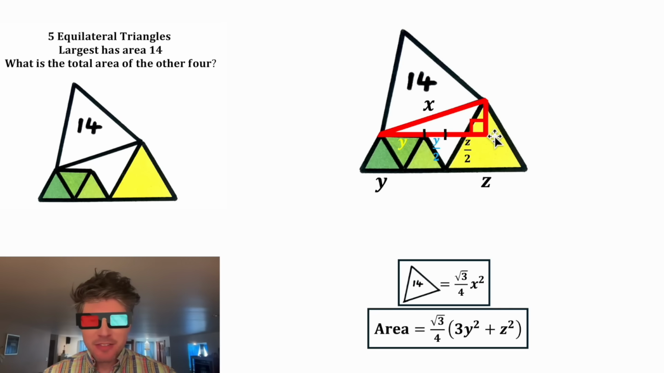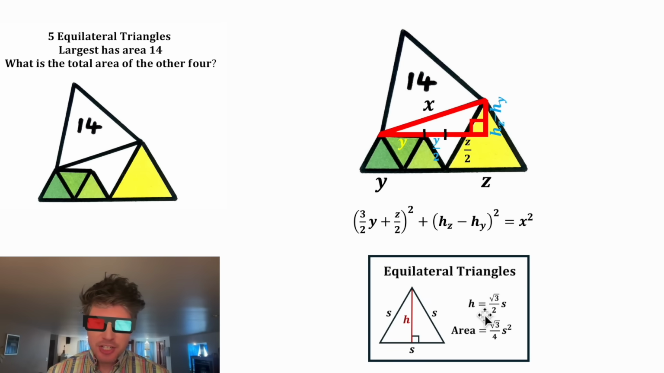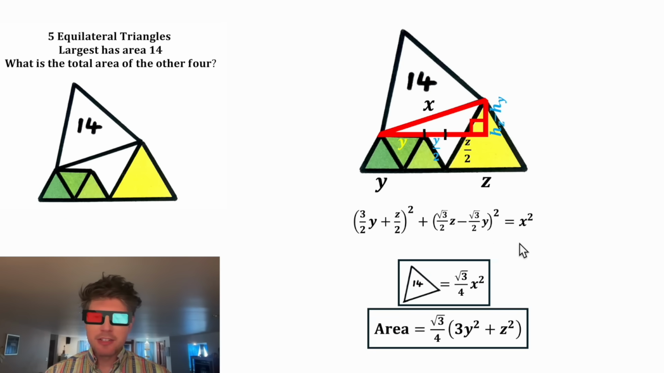And then to get the height of this red triangle, it is the height of the yellow triangle minus the height of the green triangle. Let's call it h sub z minus h sub y. That's just a temporary notation for the height of the z triangle minus the height of the y triangle. And now we have everything we need to do the Pythagorean theorem. It'll be this side squared plus this side squared equals x squared. And before we do all this, let's make these h's what they're supposed to be. Let's bring back these notes. And the h is equal to √3 over 2 times s. So the height of a z triangle would be √3 over 2 z, and the height of a y triangle would be √3 over 2 y. And now we're ready to do the Pythagorean theorem.